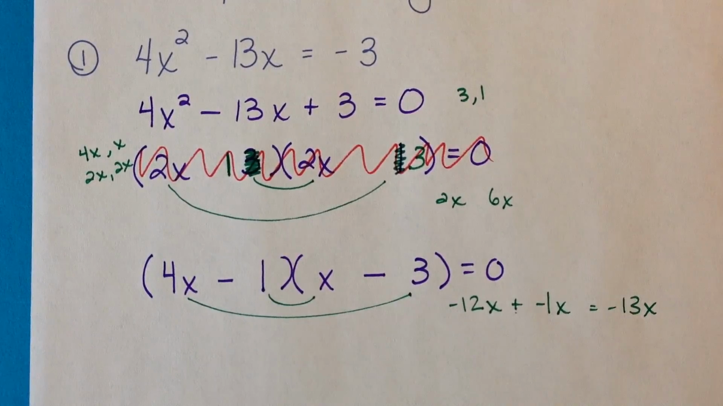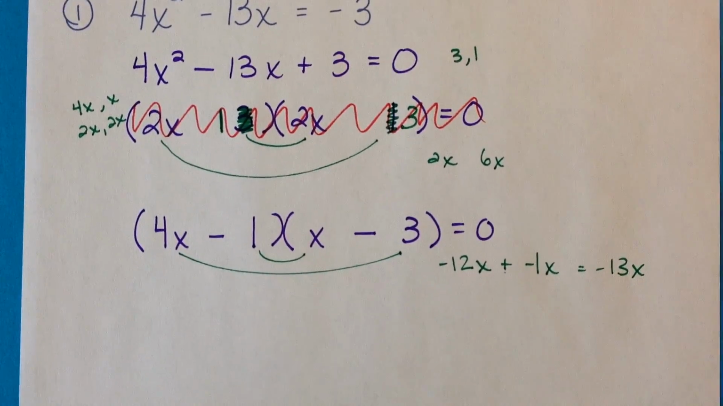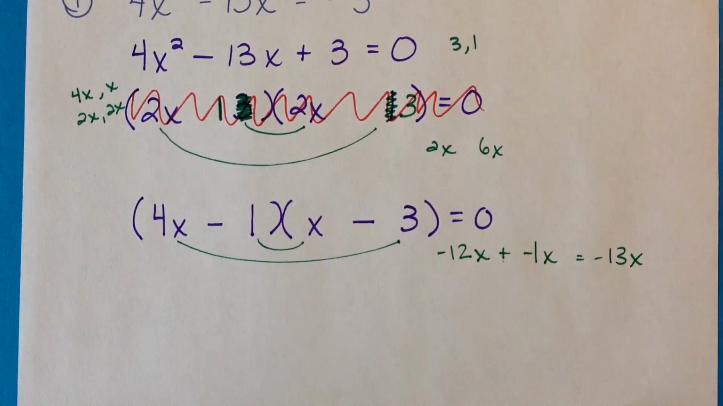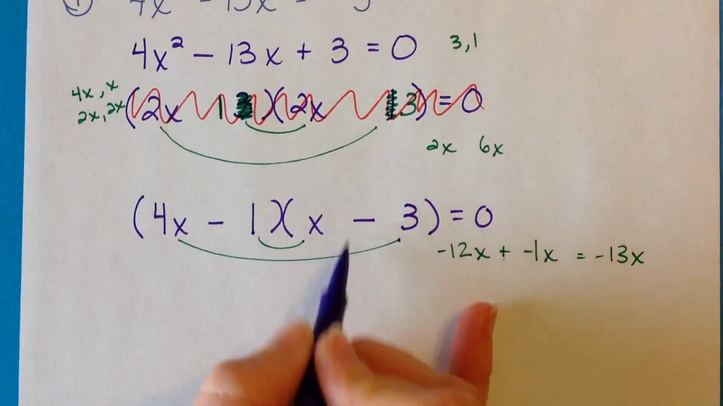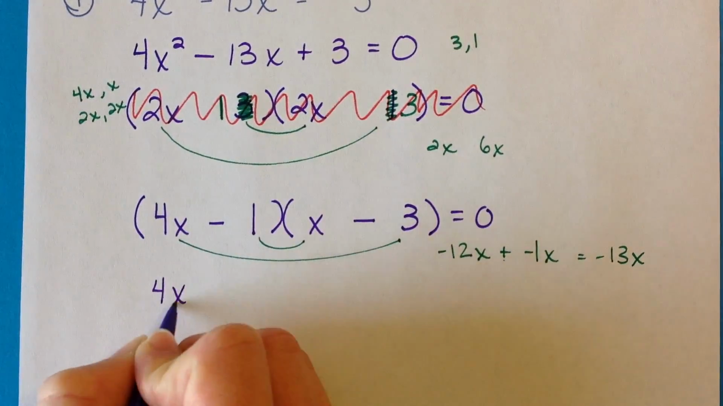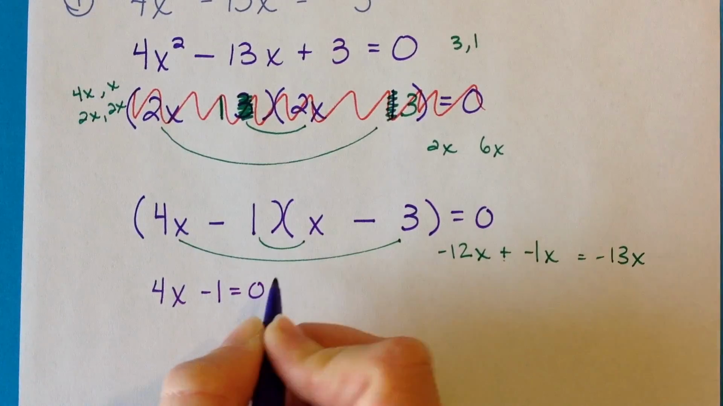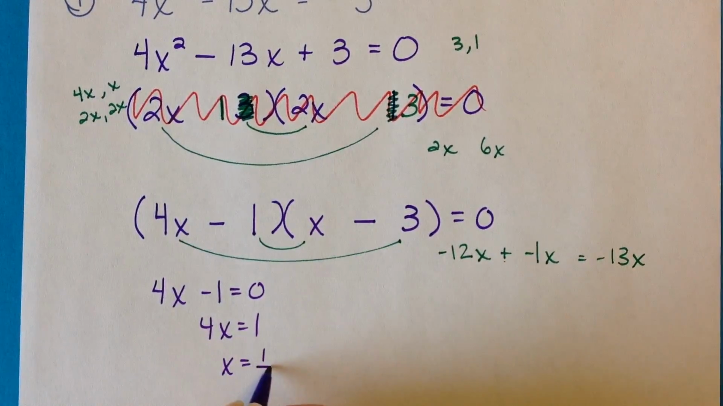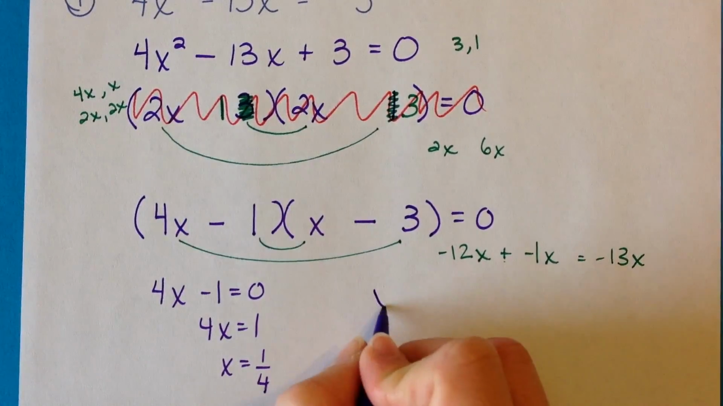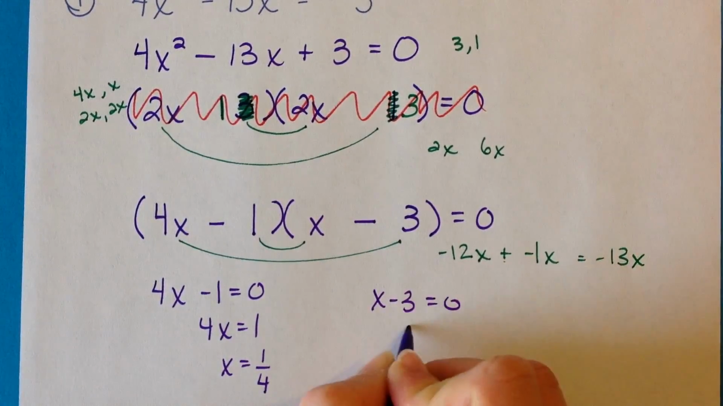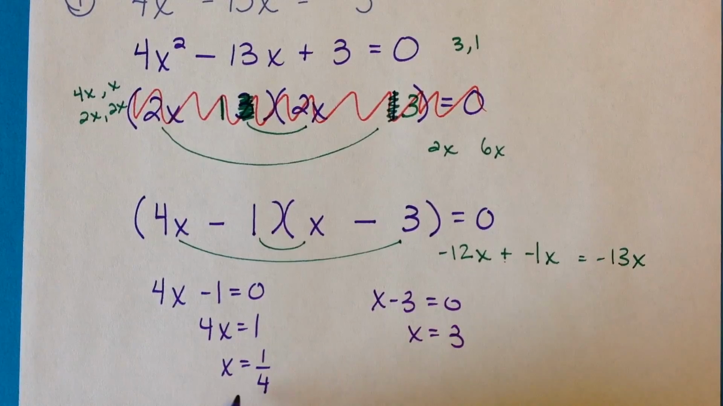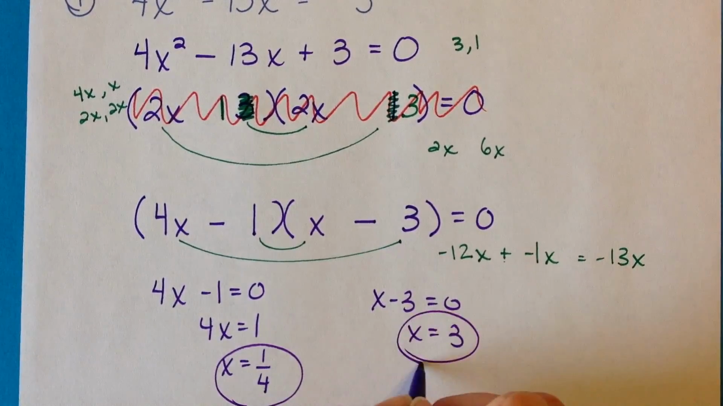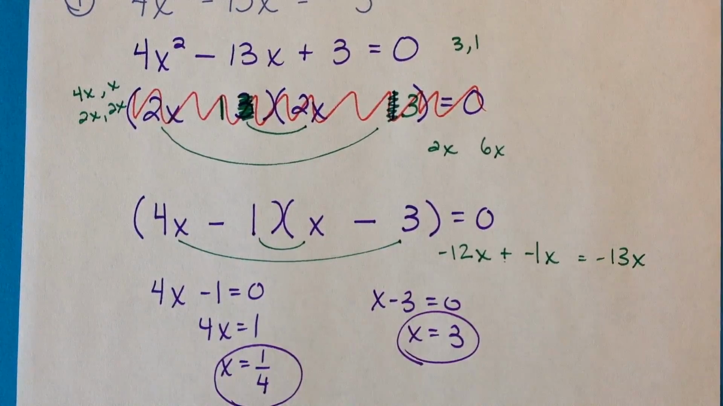So once you get it factored into the two binomials, then your last step's pretty simple. You just need to solve each one of these. Of course, you set each of them equal to 0, and solve for x. So I have an answer of 1/4 and 3.